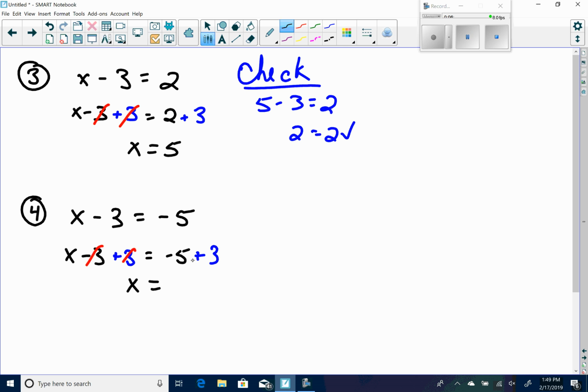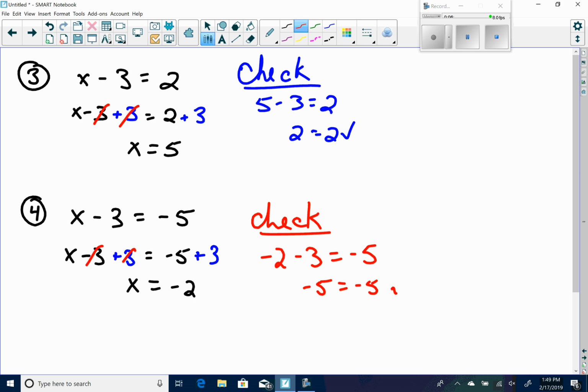They're going to cancel. X is still left here. You owe 5. A negative 5 plus 3. Negative 5 plus 3 would give us a negative 2. If we check this real quick, we'll have negative 2 minus 3. Will that equal a negative 5? We owe 2. We owe 3. So negative 5 is equal to the negative 5 that's on the other side.